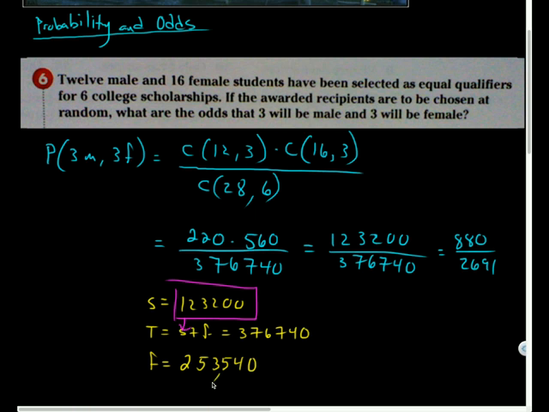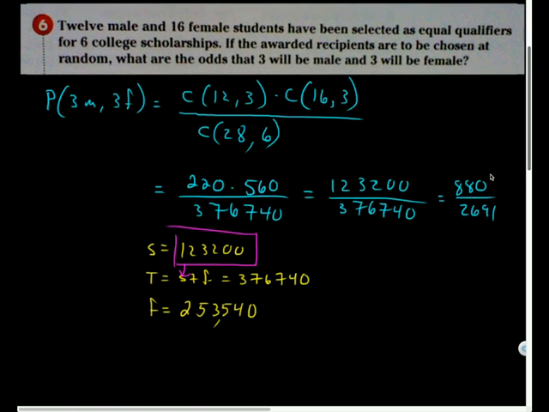So the number of ways this event could fail is 253,540. And one of the things I want to point out is a problem like this: a lot of people would approach it and be like, well, probability would suggest that it should be 50-50 or something like that. However, in this case, it's more likely that it will be some other combination of male to female than it would be exactly 3 and 3. So I just want to point that out, that it's not always intuitive to be able to approach it.